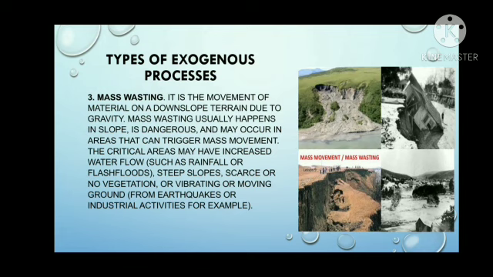Next, we have mass wasting. It is the movement of material on a downslope terrain due to gravity. Mass wasting usually happens on slopes, is dangerous, and may occur in areas that can trigger mass movement. The critical areas may have increased water flow, such as rainfall or flash floods, steep slopes, scarce or no vegetation, or vibrating or moving ground from earthquakes or industrial activities, for example.